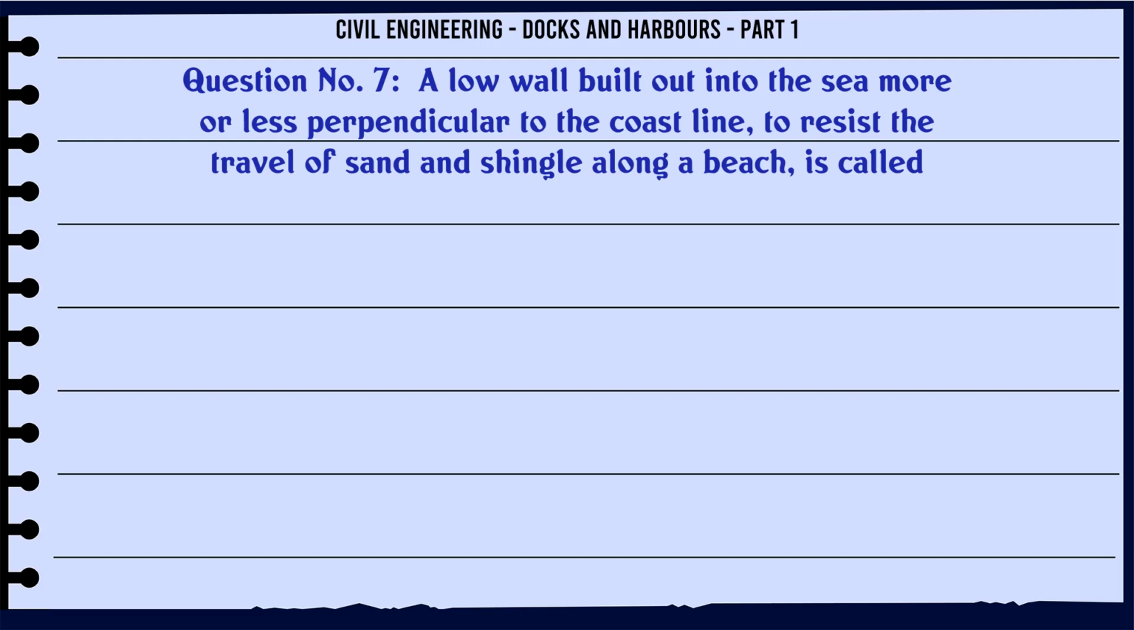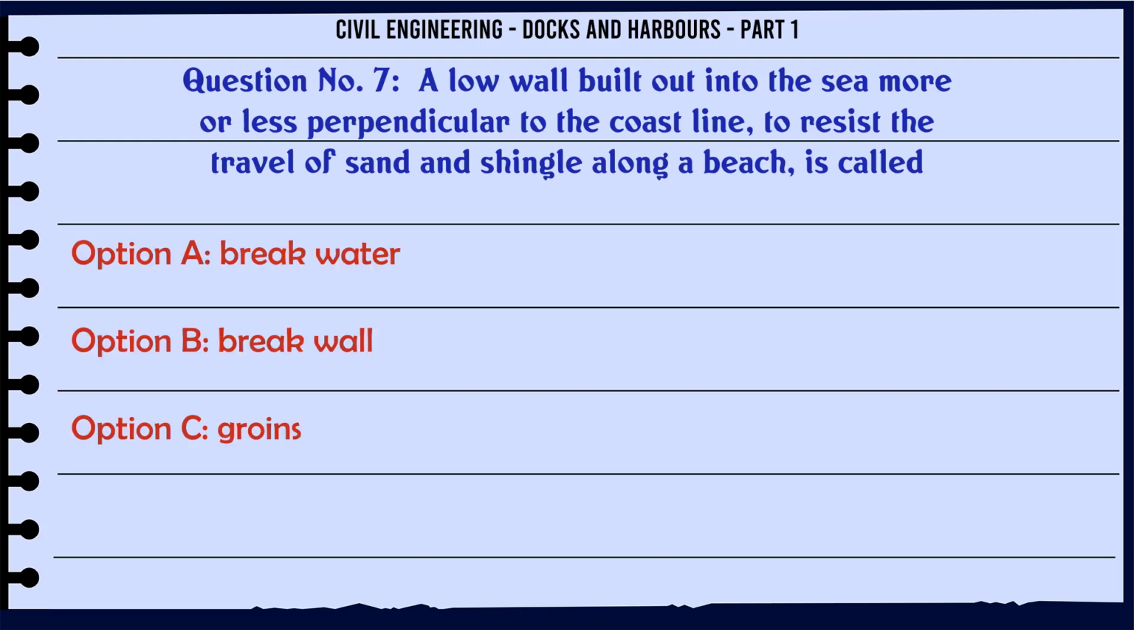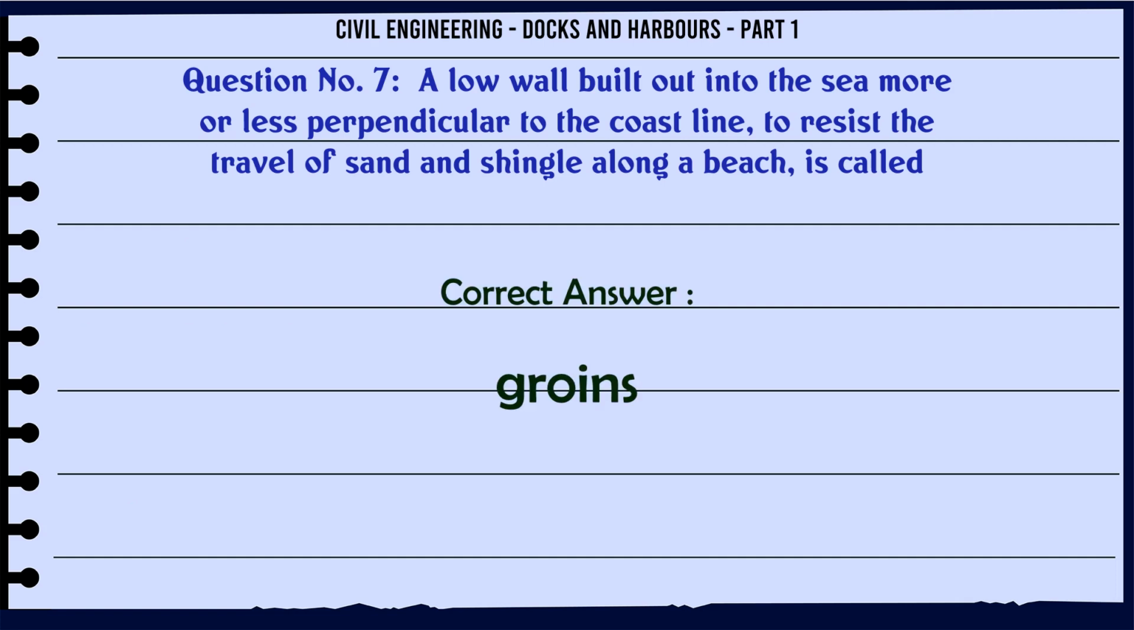A low wall built out into the sea more or less perpendicular to the coastline, to resist the travel of sand and shingle along a beach, is called: A. Breakwater. B. Break wall. C. Groins. D. Shore wall. The correct answer is groins.